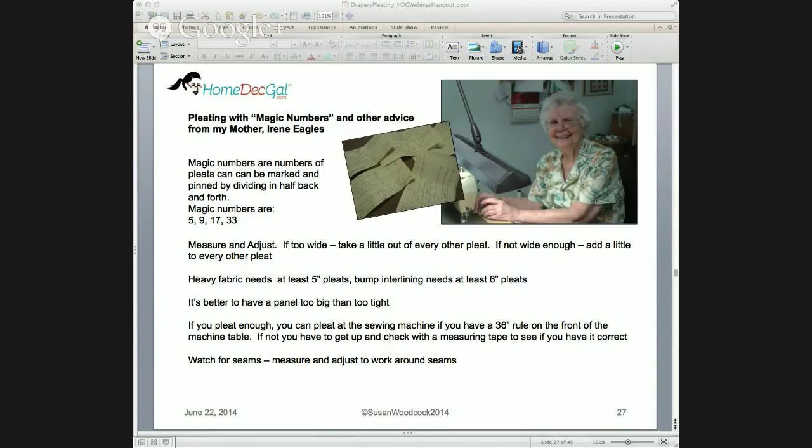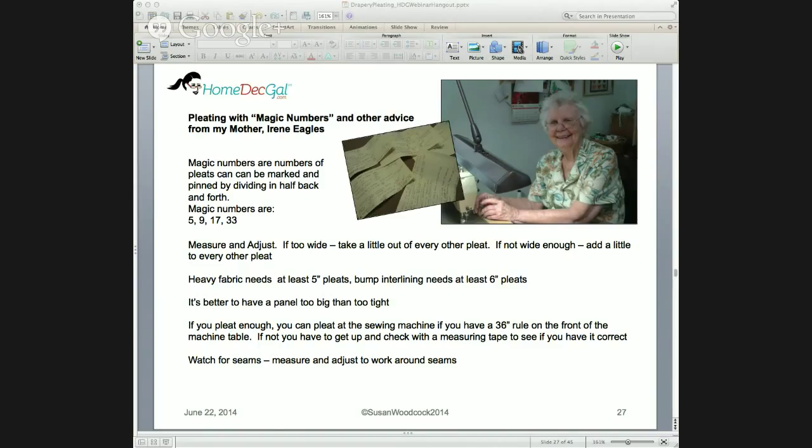Mom also says, this was her checklist. She had a little bullet list in her notes. Measure and adjust. If it's too wide, take a little out of every other pleat. If it's not wide enough, add a little bit to every other pleat. Of course, you're working around seams for that. Heavy fabric needs at least 5-inch pleats. Bump inner lining needs at least 6-inch pleats. It's better to have a panel too big than too tight.